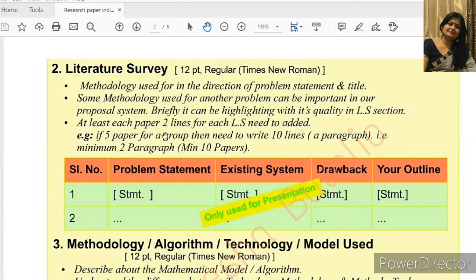But if there are 5 papers in a group, at least 2 lines for each paper's literature survey needs to be added in your paper. For example, with 5 papers at 2 lines each, you will have 10 lines. That means for one paragraph, you can take 5 papers. You can even do 4 lines per paper, so a paragraph of 5 papers' literature survey is 10 lines, one paragraph. You can have another paragraph of 5 papers with 4 lines each. So it can be a bigger paragraph. Similarly, you can create more like that.